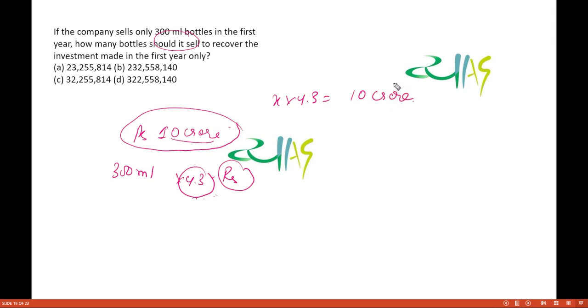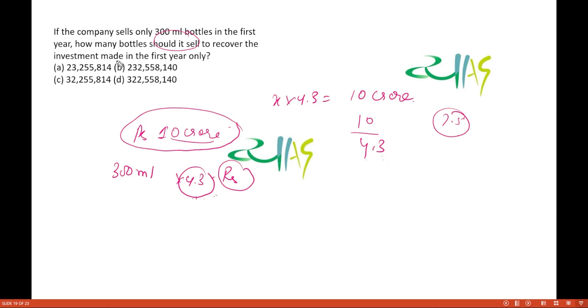Okay, x into 4.3 is equal to 10 crore. So basically how much you are getting? 10 crore divided by 4.3. That much bottle we have to sell. So that will come to be 10 divided by 4.3 करेंगे, है ना? So this, you know, 10 divided by 4 is 2.5. Okay, 2.5. And then ये 4.3 है.